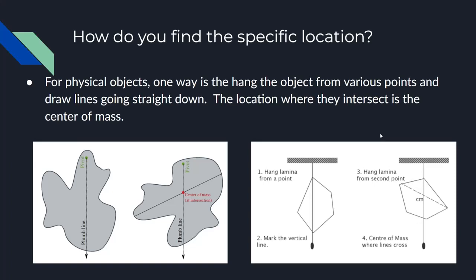Now, what if we want to find the specific location? Well, in case you want to do this at home or in a lab setup, you actually could find it if you had a physical object by hanging the object from two different points and then drawing a line going straight down. So you hang this object from one point, you let it freely hang from that point. You draw a line going straight down. Then you can hang it from a new point, draw a line going straight down from there. And the point where those two lines intersect will be where the center of mass is. Ideally, you probably would want to do a third line just to make sure that that's the correct point.